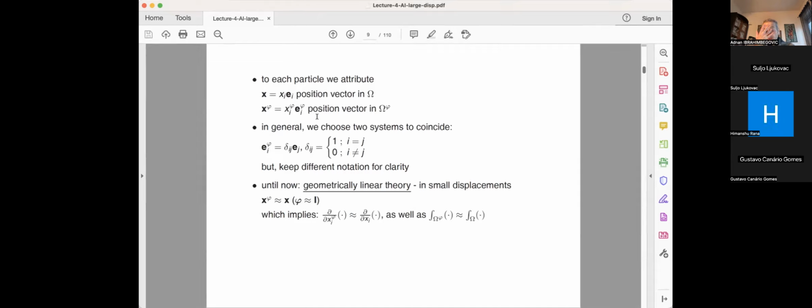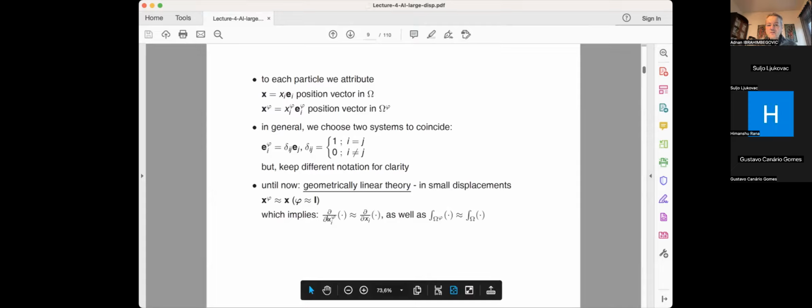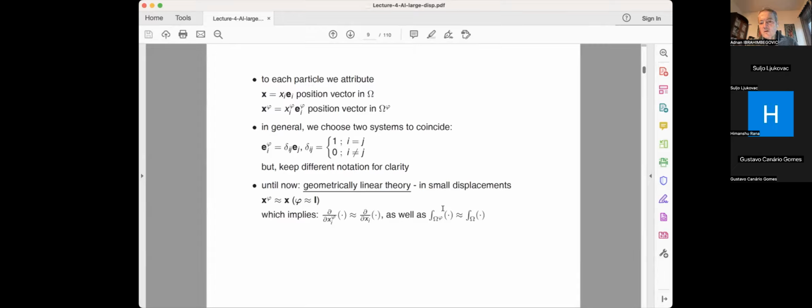Now, in the geometrically linear theory, when you have a small displacement, the simplification at this stage is that x phi is almost the same as x, and phi is very close to the identity transformation. Anytime we want to compute a derivative with respect to the deformed configuration x_i phi, we can simply use the derivative with respect to the initial configuration x_i, and integrating over omega phi is the same as integrating over omega.